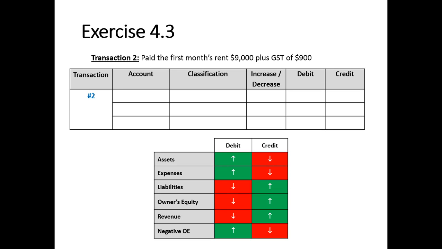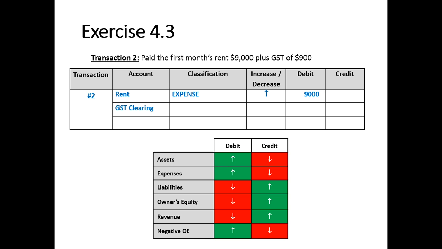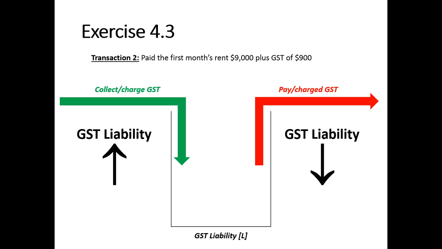Second transaction, paid the first month's rent, $9,000 plus GST of $900. We've got rent, which is an expense increasing, so that'll be a debit. We've then got GST, which is a liability, and we need to figure out whether this is going up or down. So going back to chapter 2, we looked at GST, and if we collected or charged it, it went into our GST pot there, and therefore increased our liability.